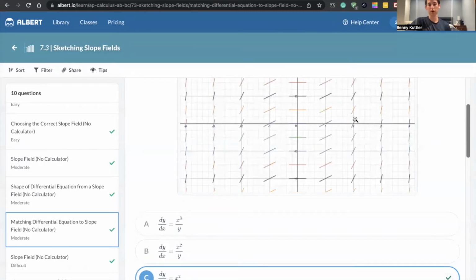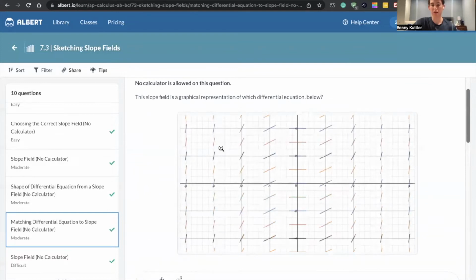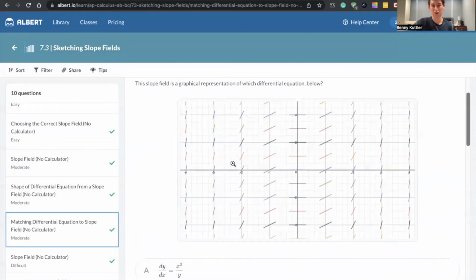Here it's going to be 2 squared. 2 squared is 4. Draw a line with a slope of 4. And you just repeat that for every point here. It's a little tedious, but they occasionally will ask you that. So you just have to be prepared.